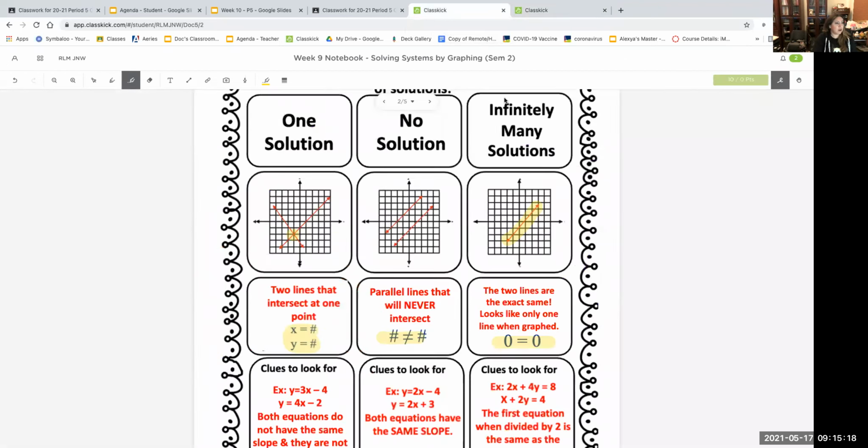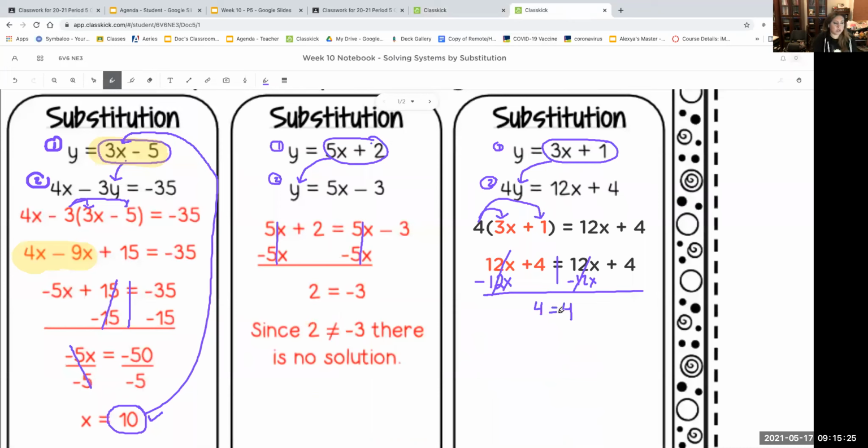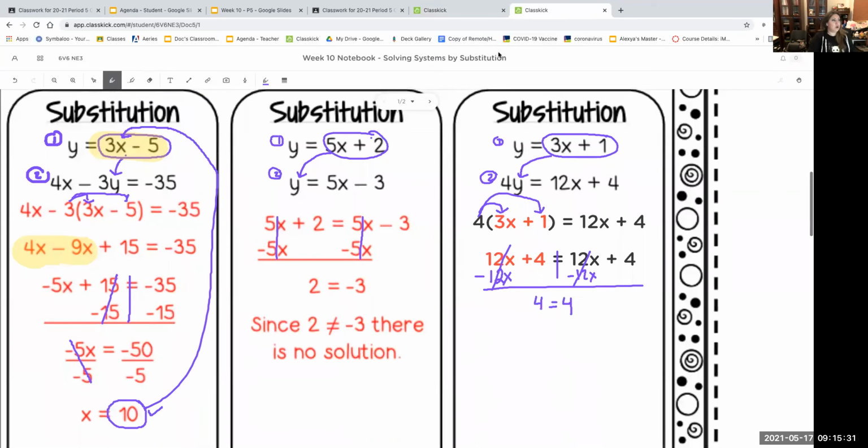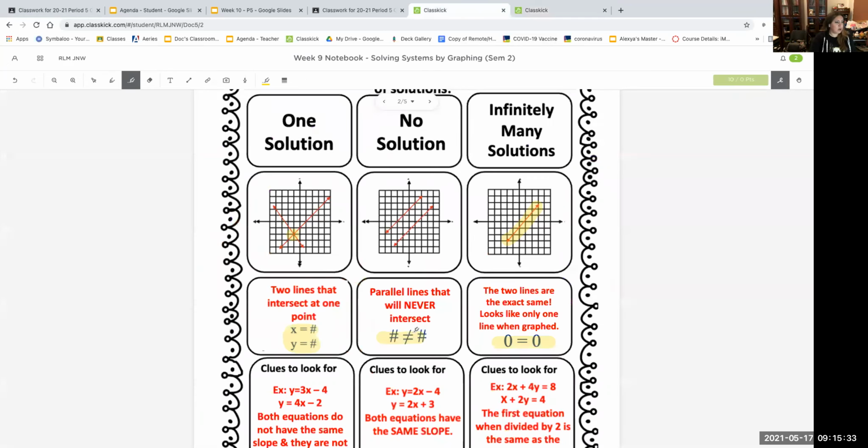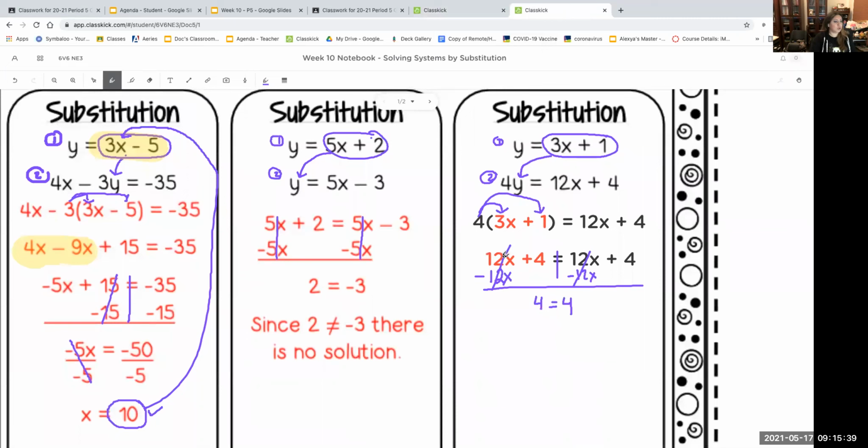So looking again at our last week's notebook, what happens when I get a true statement? Because 4 equals 4, that is true. So that is a thumbs up. 4 does equal 4. So is it no solution? No, because it is true. So it has to be infinitely many solutions.